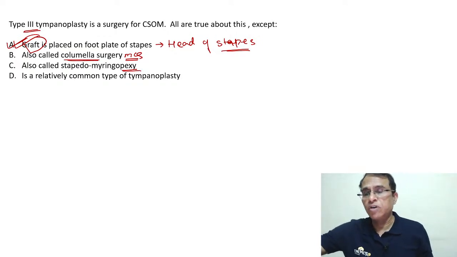And out of all the types of tympanoplasty, 1, 2 and 3 are relatively common. 4 and 5 are very uncommon. So it is a relatively common type of tympanoplasty. It's pretty common actually. Okay.